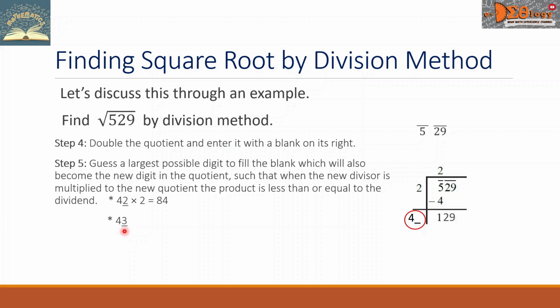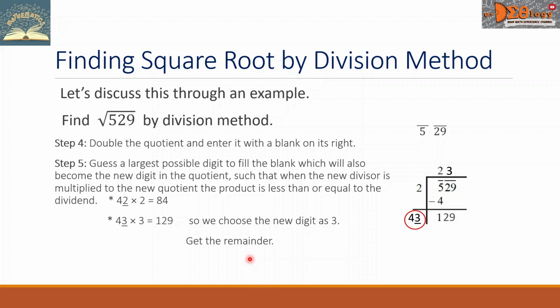Suppose we put 3 after the number 4. So this time we have 43. Since we write 3 here, we are going to multiply 43 by 3. And the product is 129. From here we can see that this value is equal to the new dividend. So we choose the number 3. When we finalize and write number 3 here, the same value 3 we write on top, next to the 2. So the previous quotient of 2 becomes 23.